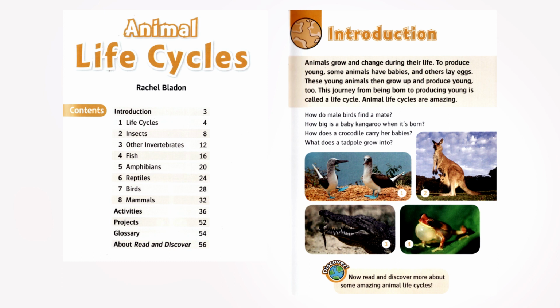Animal life cycles. Introduction. Animals grow and change during their life. To produce young, some animals have babies and others lay eggs. These young animals then grow up and produce young too. This journey from being born to producing young is called a life cycle. Animal life cycles are amazing.